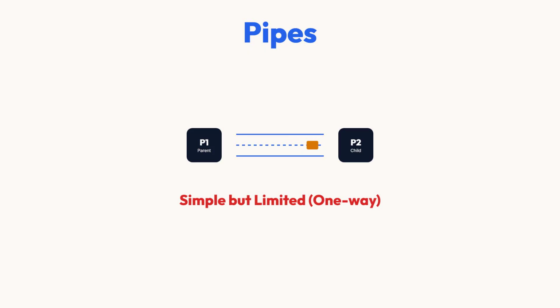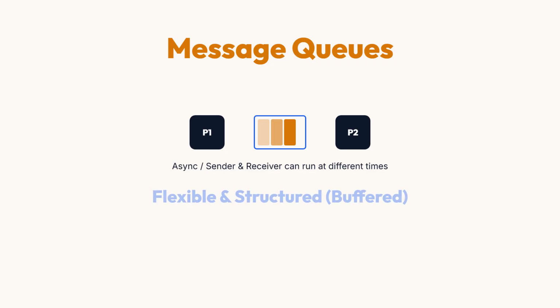Now, let's move to something more flexible. Message queues. This is like a mailbox. Processes send messages to a queue, and other processes receive them. The OS stores these messages in between. So sender and receiver don't have to run at the same time. Compared to pipes, this is more flexible, because messages are structured and buffered.